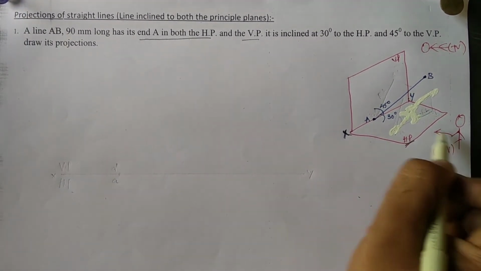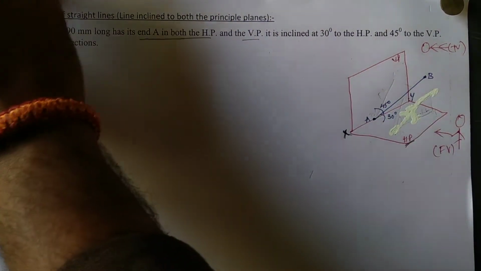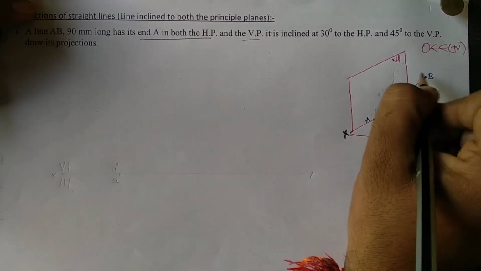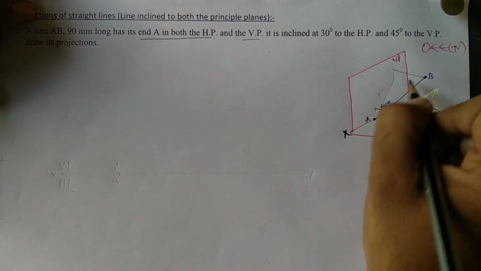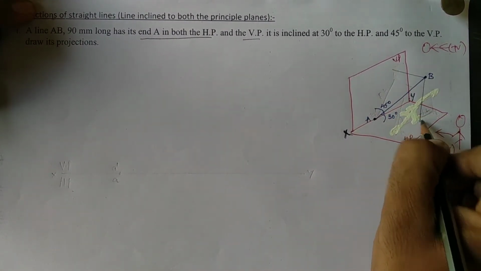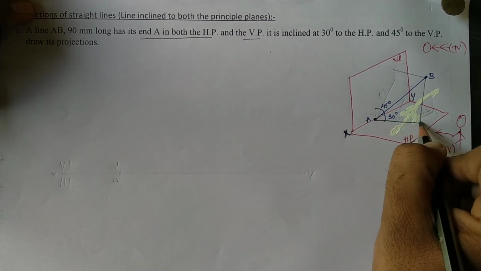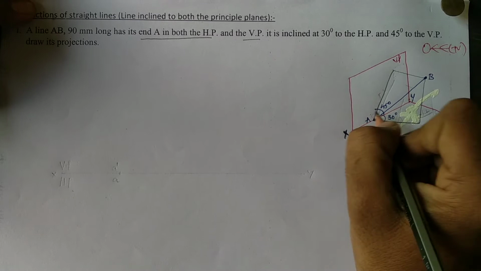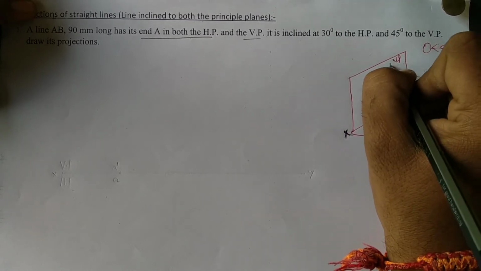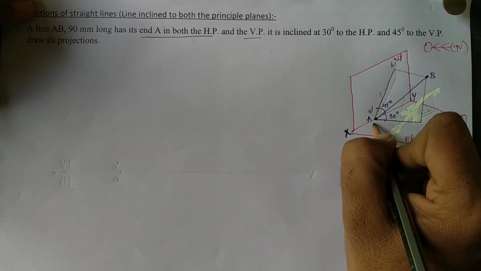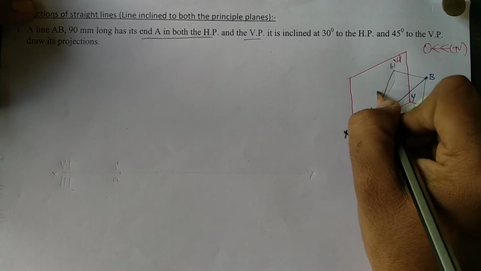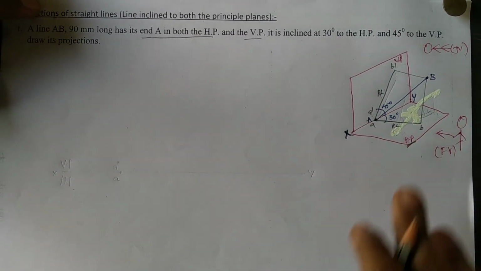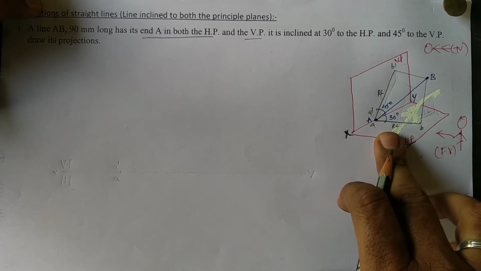when he sees from the front view and from the top view, he gets the projections in the form of reduced lengths. This is what he gets for HP as well as for VP. This is A dash B dash, and this is A B. So both are in the form of reduced lengths.